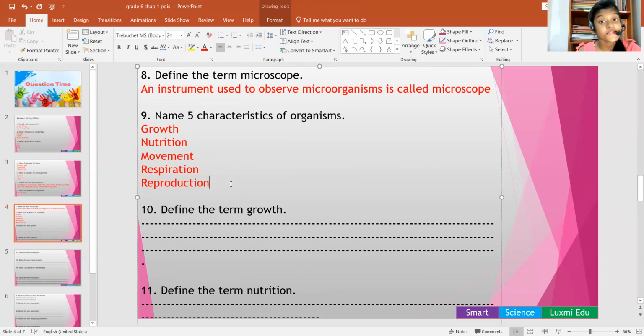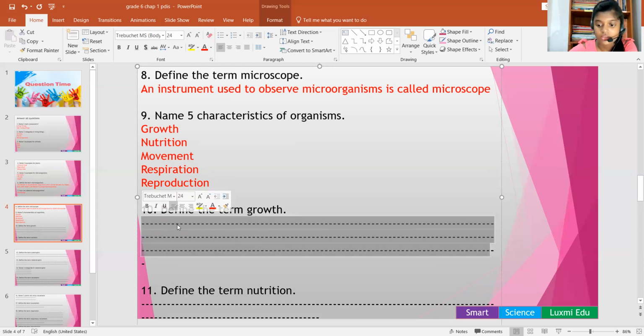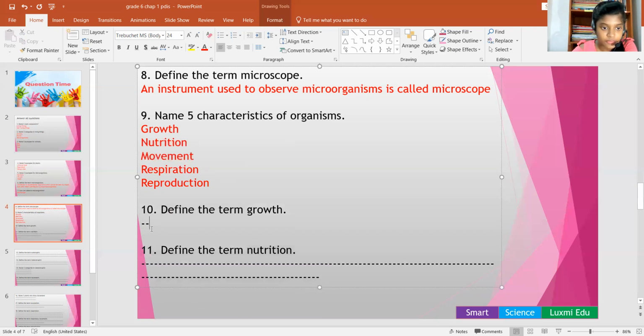Next one, define the term growth. Define means, we should say what is the meaning of growth. As I said, if you have small frocks or small dresses which you wore, it is not fit for you now. Why? Because you have grown. So what are we going to write?